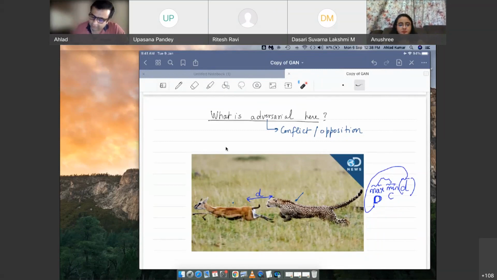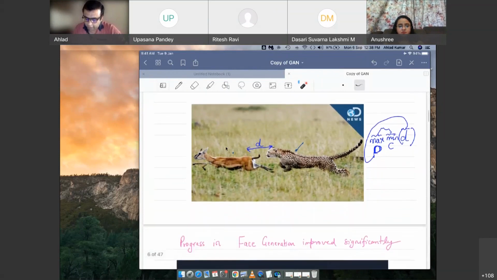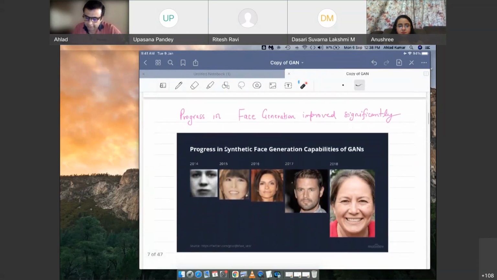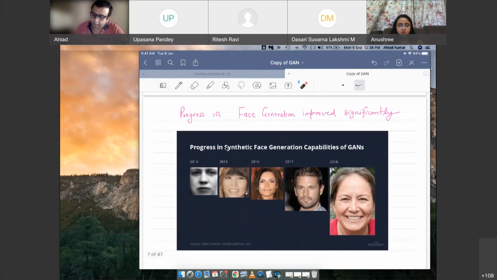So here we have this. I think these terms related to generative adversarial network are clear to all of you. So let us move forward. Here, what I'm trying to show is the progress that has been made in face generation in generative adversarial networks. It's a research area that started in 2014 and is continuously going on now also.